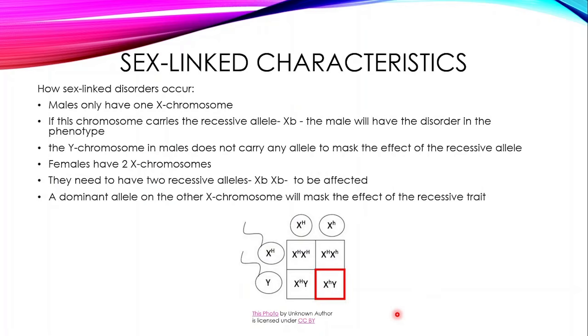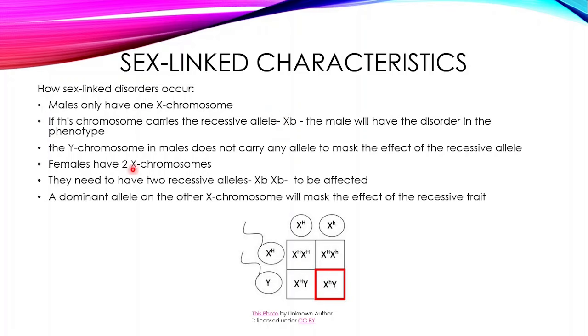Okay, then sex-linked characteristics. So we look at how sex-linked disorders occur. And the 2 sex-linked disorders that we deal with in this syllabus are colorblindness and hemophilia. So males only have 1 X chromosome. And if this chromosome carries the recessive allele, this now is an example for colorblindness, so the b shows blindness, the male will have the disorder in the phenotype. And this is because the Y chromosome in males does not carry an allele to mask the effects of the recessive allele.